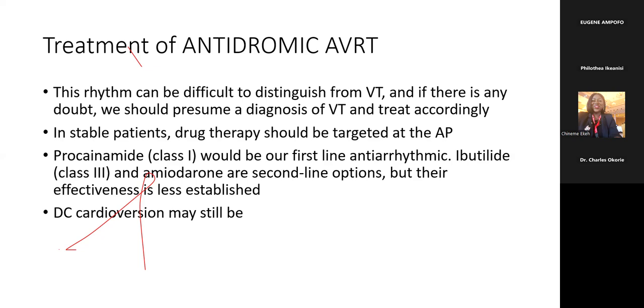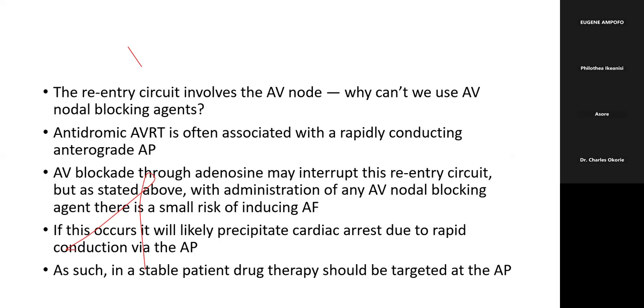Now, the re-entry circuit involves the AV node. Why can't we use AV nodal blockade in treatment of this antidromic SVT, AVRT? Antidromic AVRT is often associated with a rapidly conducting anterograde accessory pathway. So AV blockade through adenosine may interrupt the re-entry circuit. But as stated above, with administration of any nodal blocking agent, there is a small risk of inducing atrial fibrillation. And if this occurs, it will likely precipitate cardiac arrest due to rapid conduction to the ventricles.